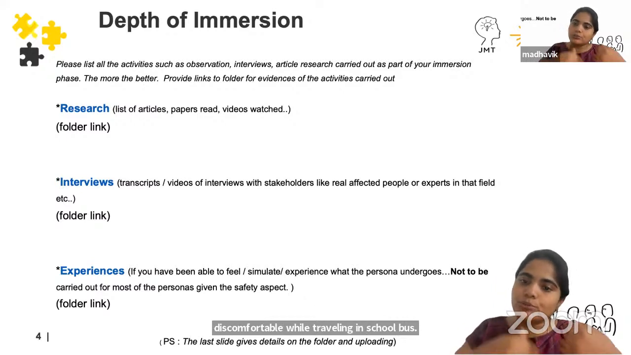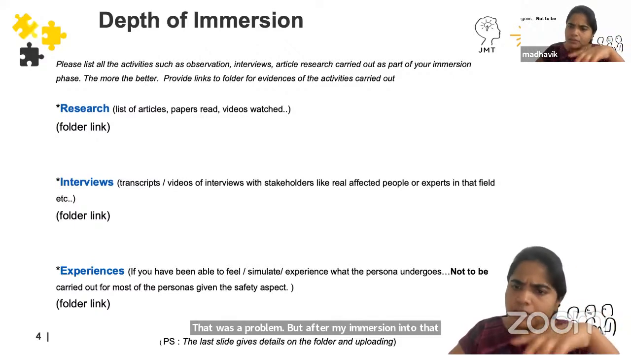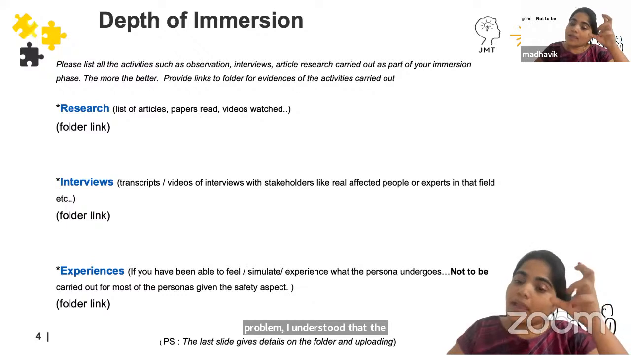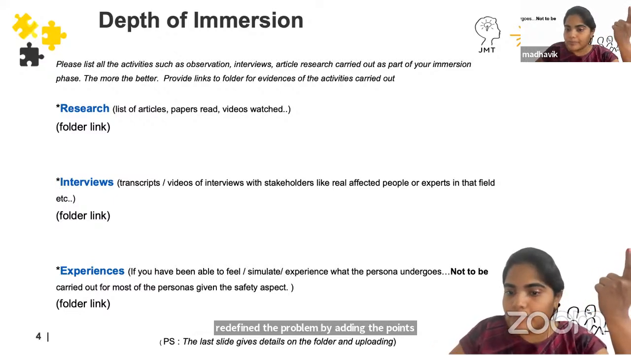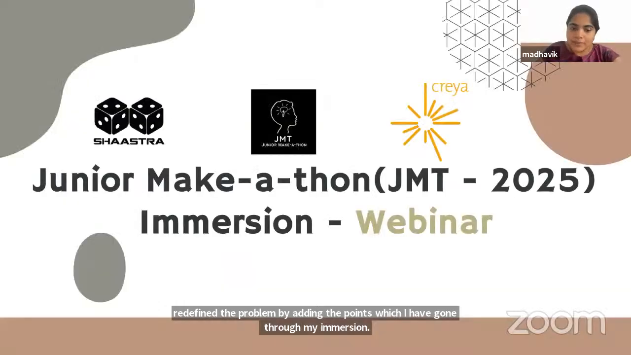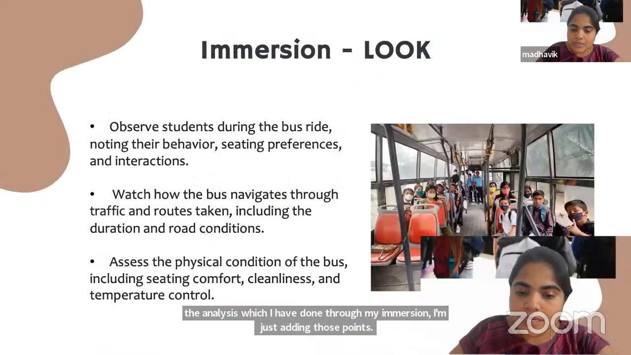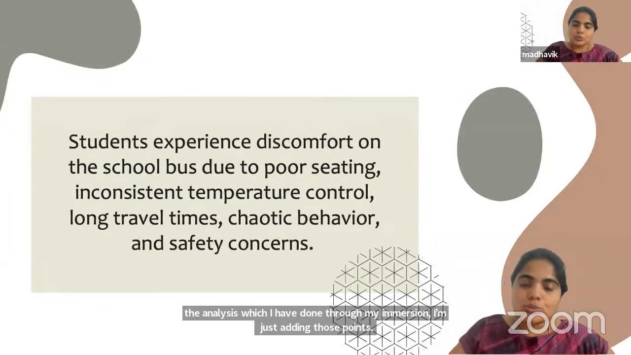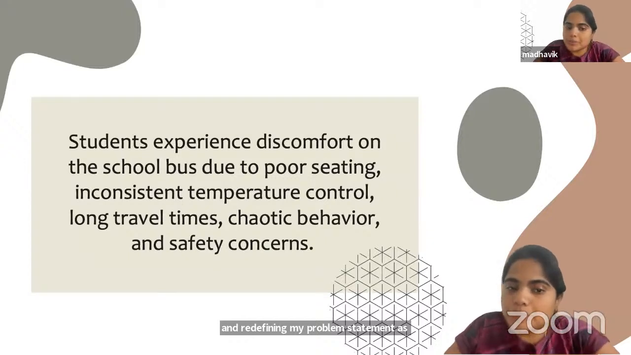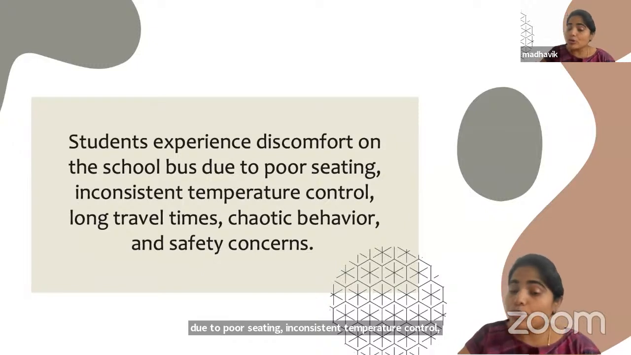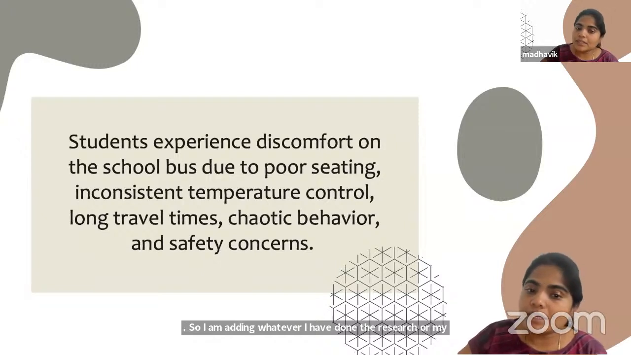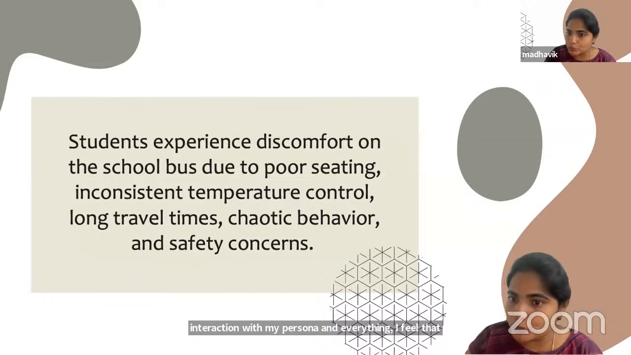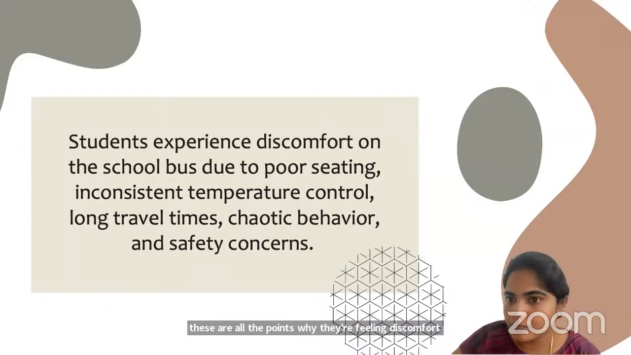But after my immersion into that problem, I understood that the bus seats weren't comfortable. I have redefined the problem by adding the points from my immersion, the analysis which I have done through my immersion. I am just adding those points and redefining my problem statement as: students experience discomfort on the bus due to poor seating, inconsistent temperature control, long travel times, chaotic behavior, and safety concerns. So I am adding whatever I have found through my research or my interaction with my persona. I feel that these are all the points why they're feeling discomfort. Now I have to build a solution based on these points. Okay, ma'am. Got it, Darun?